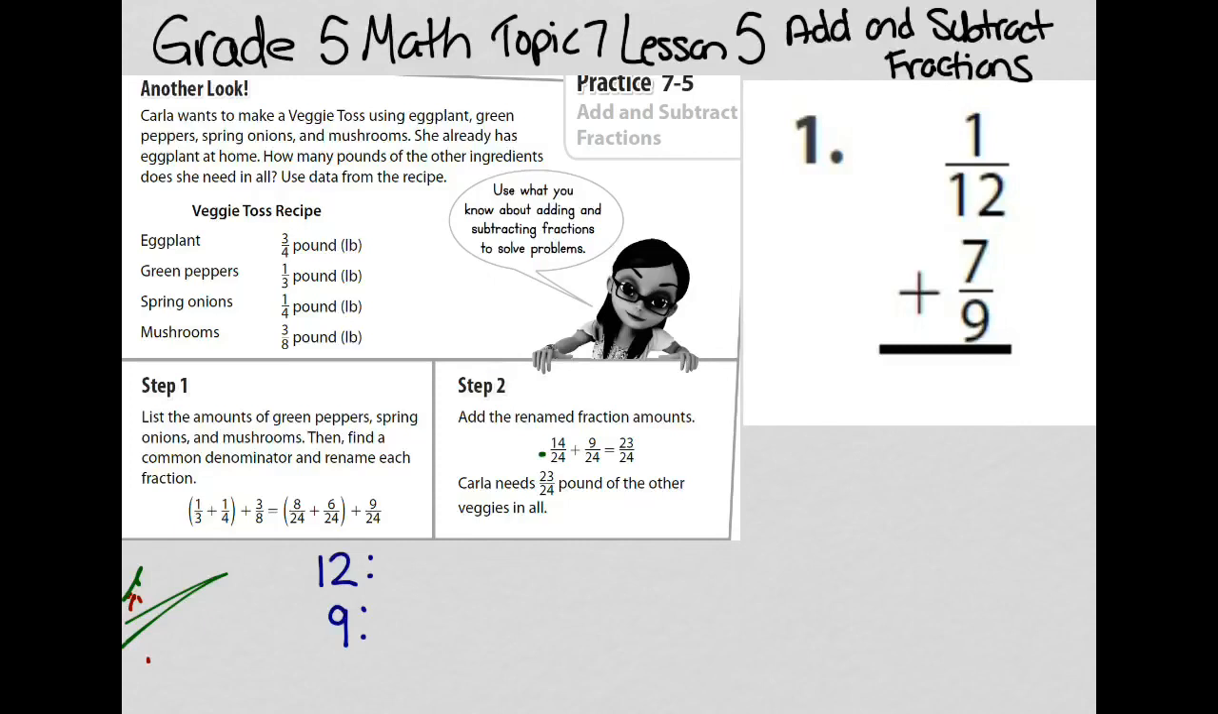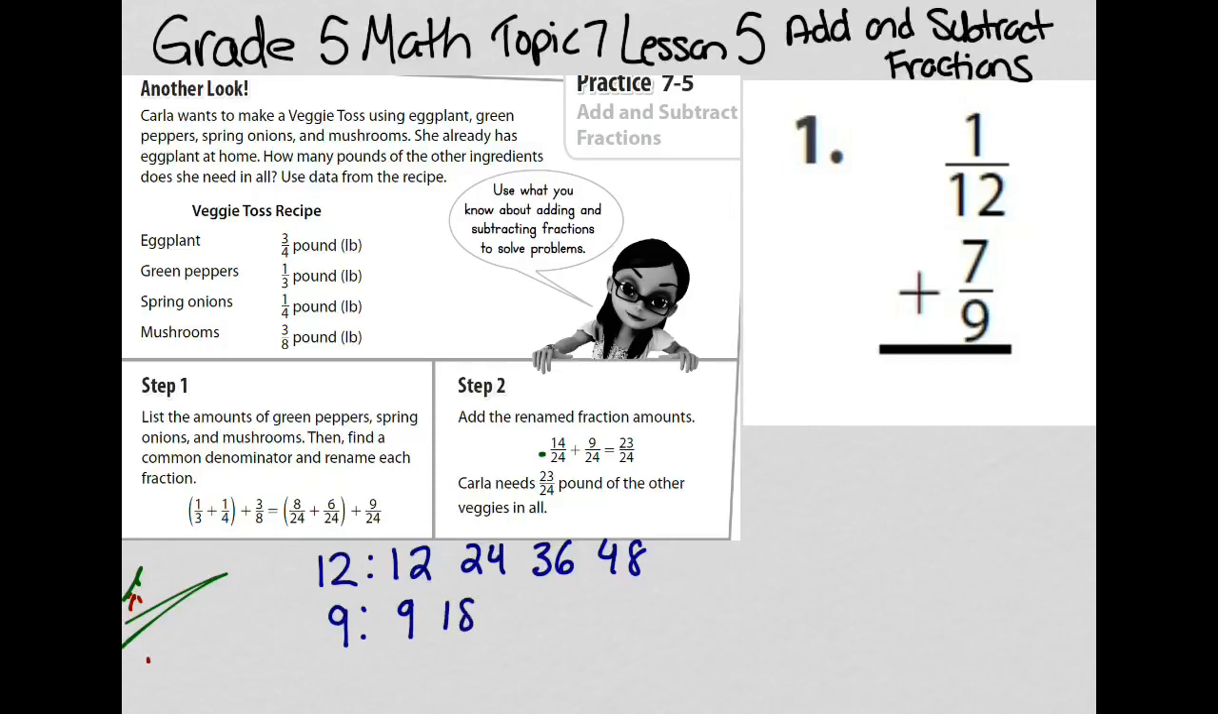So I can count by 12s. 12, 24, 36, 48. Now I can count by 9s, and since it's only 2 numbers, this is a little bit easier so you know when to stop.